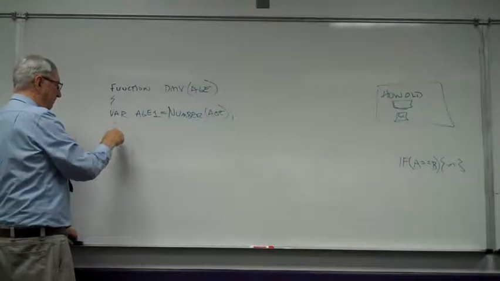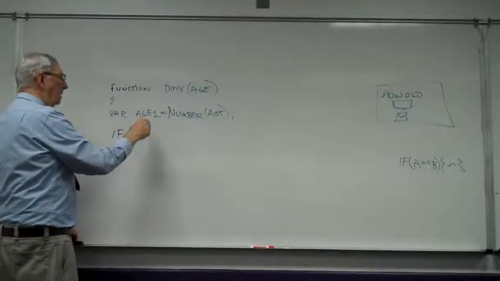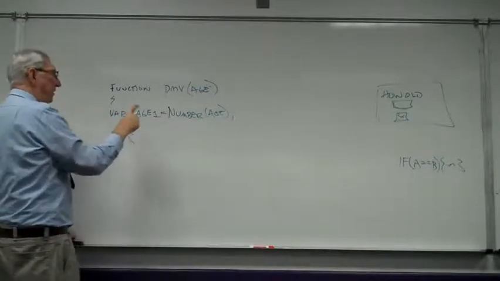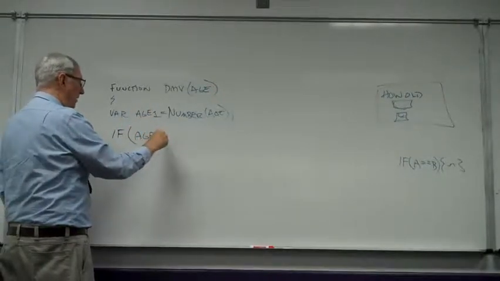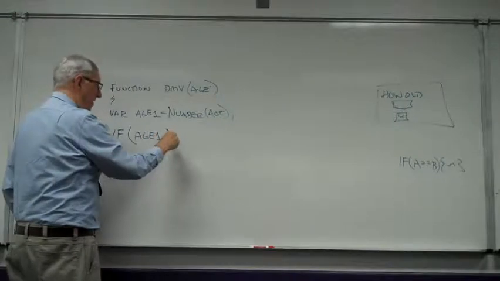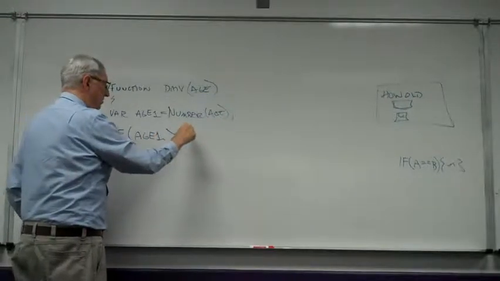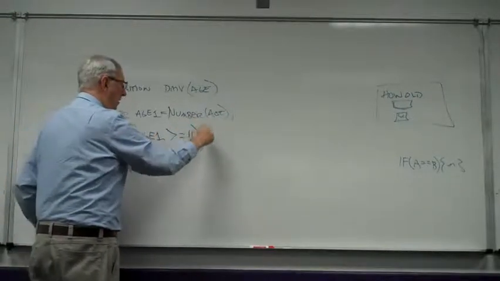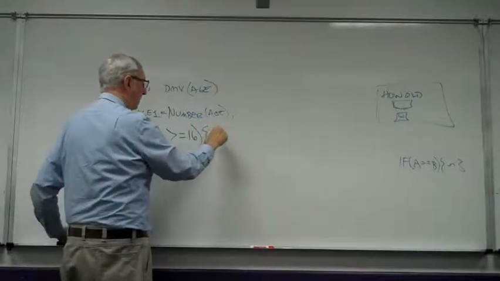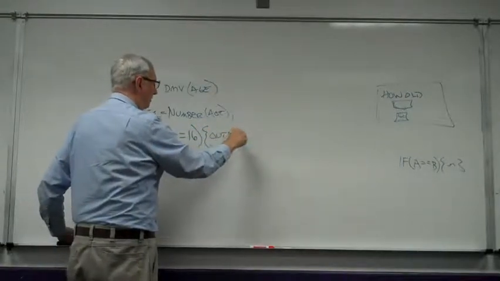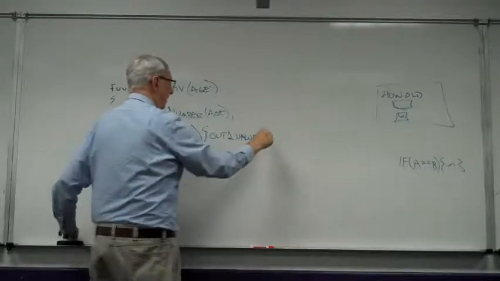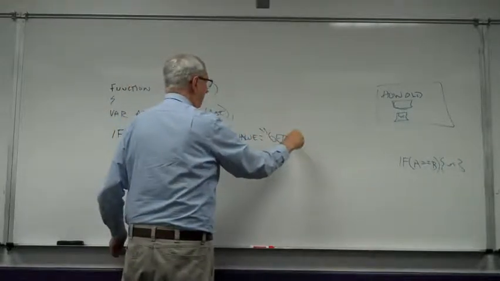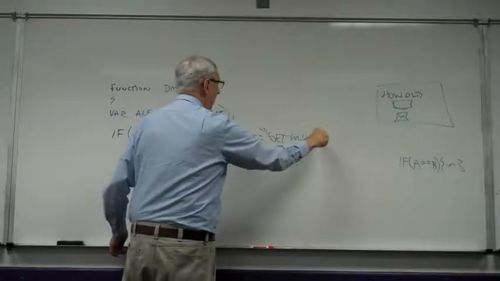Now, here's how you say this one. You say if the age that they are is greater than or equal to 16, out1 dot value equals get in line, like so.